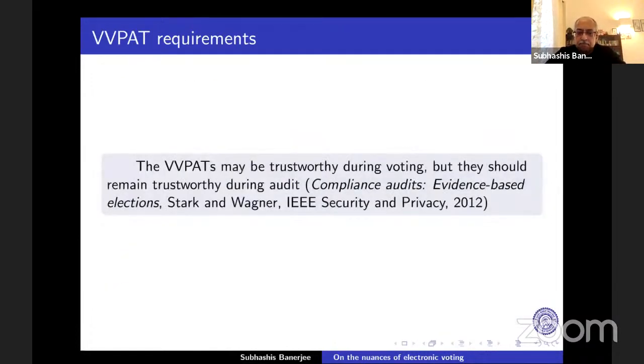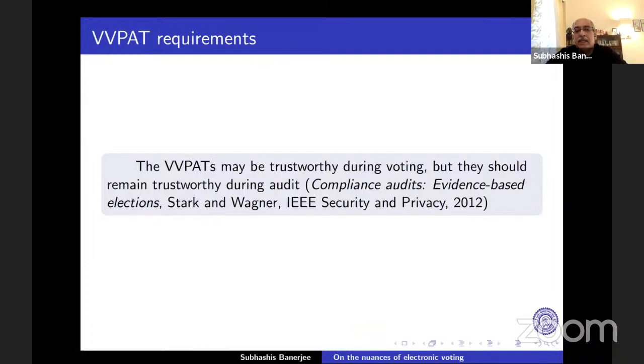Okay, so now the VVPAT may be trustworthy during voting, right? So while the voting happens, suppose they're trustworthy. Suppose they design a system where the VVPAT slip comes in the voter's hand and the voter inspects it and then puts it in a box, right?